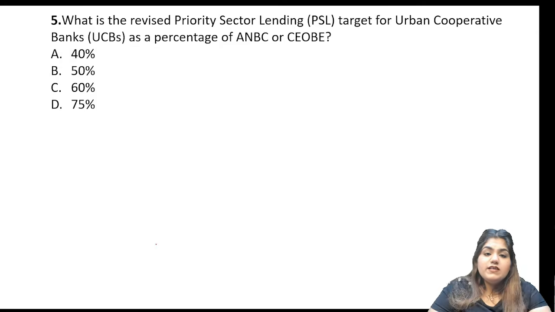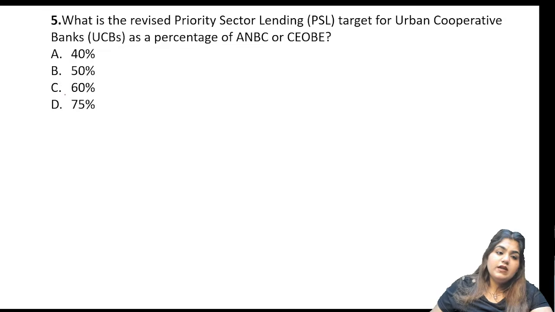What is the revised PSL limit for urban cooperative banks? It is 75 to 60 now, right? It is 60%.